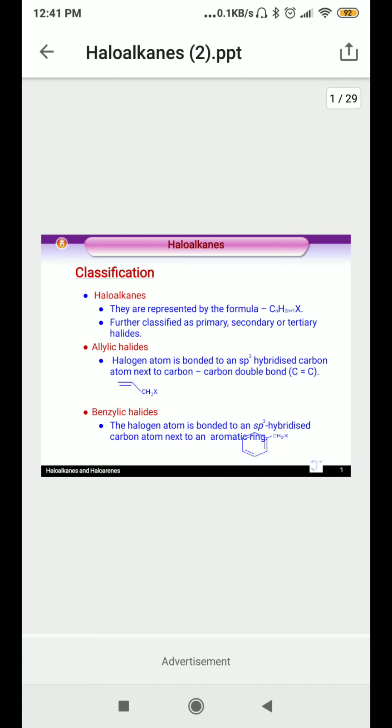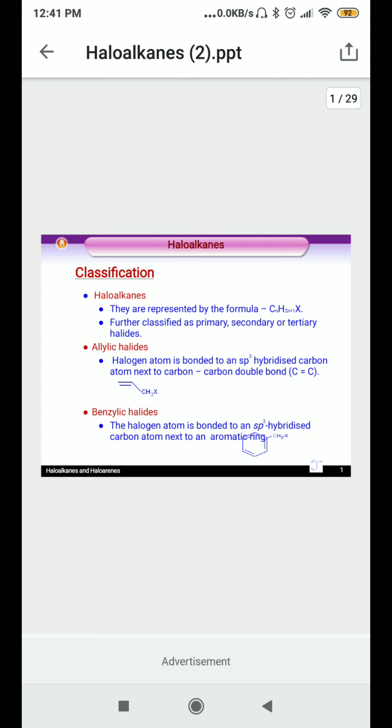First, starting with the classification, as we know, haloalkanes are represented by the formula CnH2n+1X, and X represents the halogen group. They are further classified as primary, secondary and tertiary halides. I will tell you later how we categorize primary, secondary and tertiary. Moving on to the next one, that is your allylic halides.